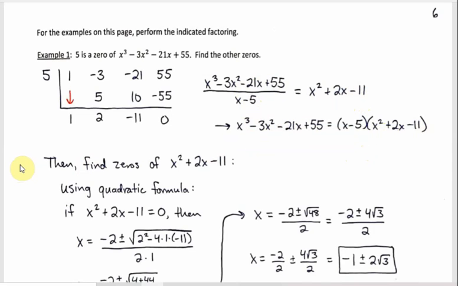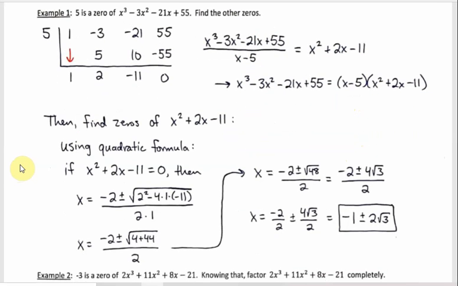X squared plus 2x minus 11 does not factor, so we're going to have to use the quadratic formula, or I guess if you wanted to complete the square, you could do that too. But if x squared plus 2x minus 11 is 0, using the quadratic formula, you'd end up here just subbing everything in. So that ultimately ends up being negative 2 plus or minus radical 48 over 2. But you can rewrite the radical 48 because 48 is 16 times 3. So square root of 16 is 4. Negative 2 plus or minus 4 radical 3 over 2.